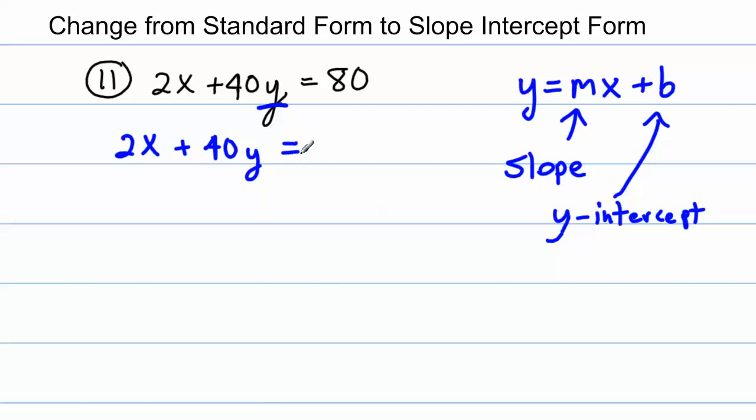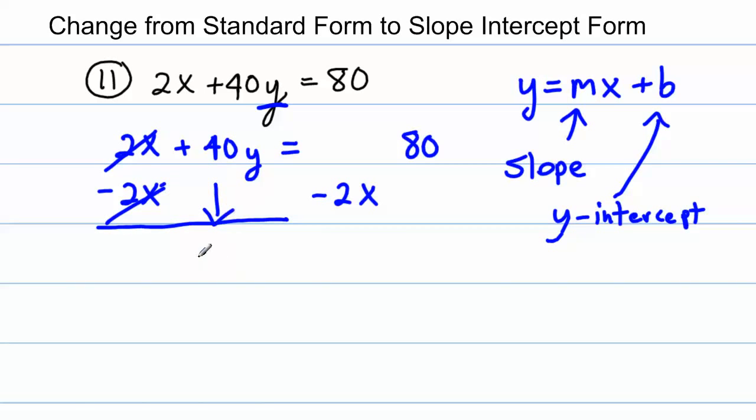I think it makes it more clear to move the 80 to the right side and kind of farther over. And then we're going to get rid of the 2x by subtracting 2x from both sides. And we'll go ahead and simplify the left side. These cancel, and the 40y just comes down.